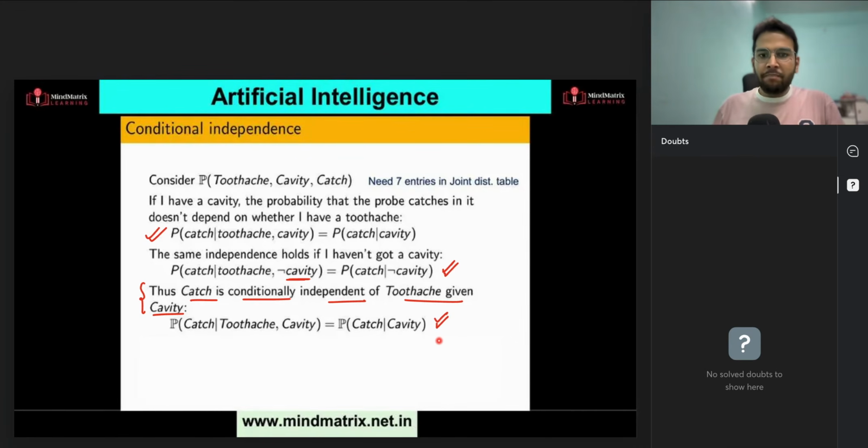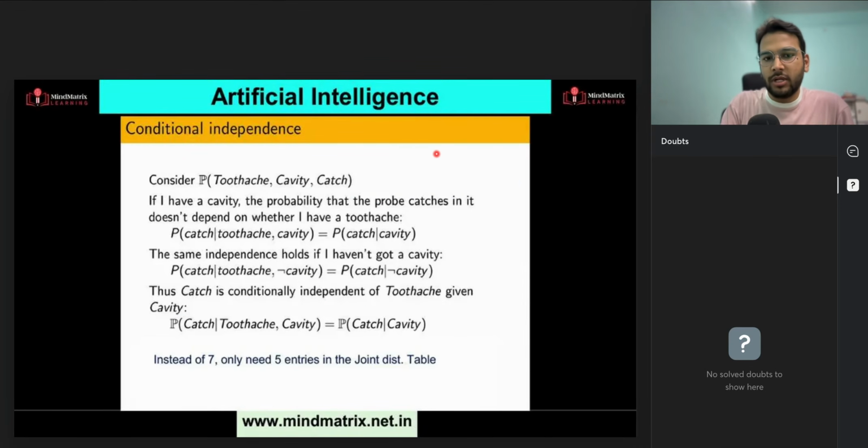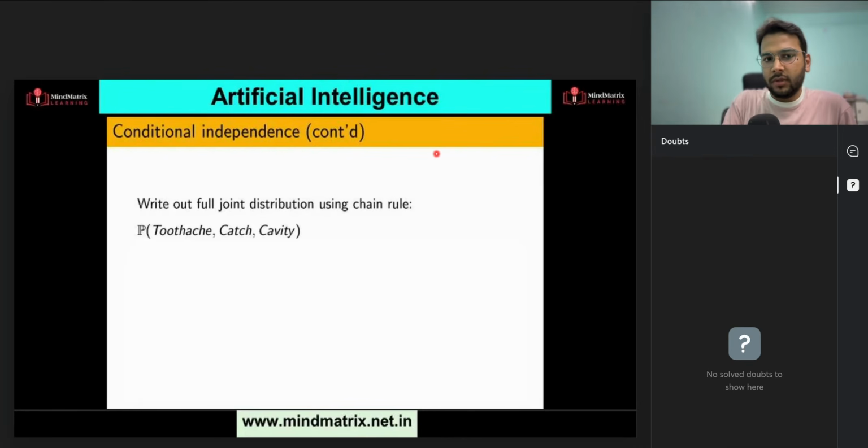Okay. Now, initially we started with 7 entries, right? If we consider this, we started with 7 entries in the joint distribution table. Now we need only 5 entries in the joint distribution table. Think about it. Now this is our full joint distribution that we are going to write out using chain rule.